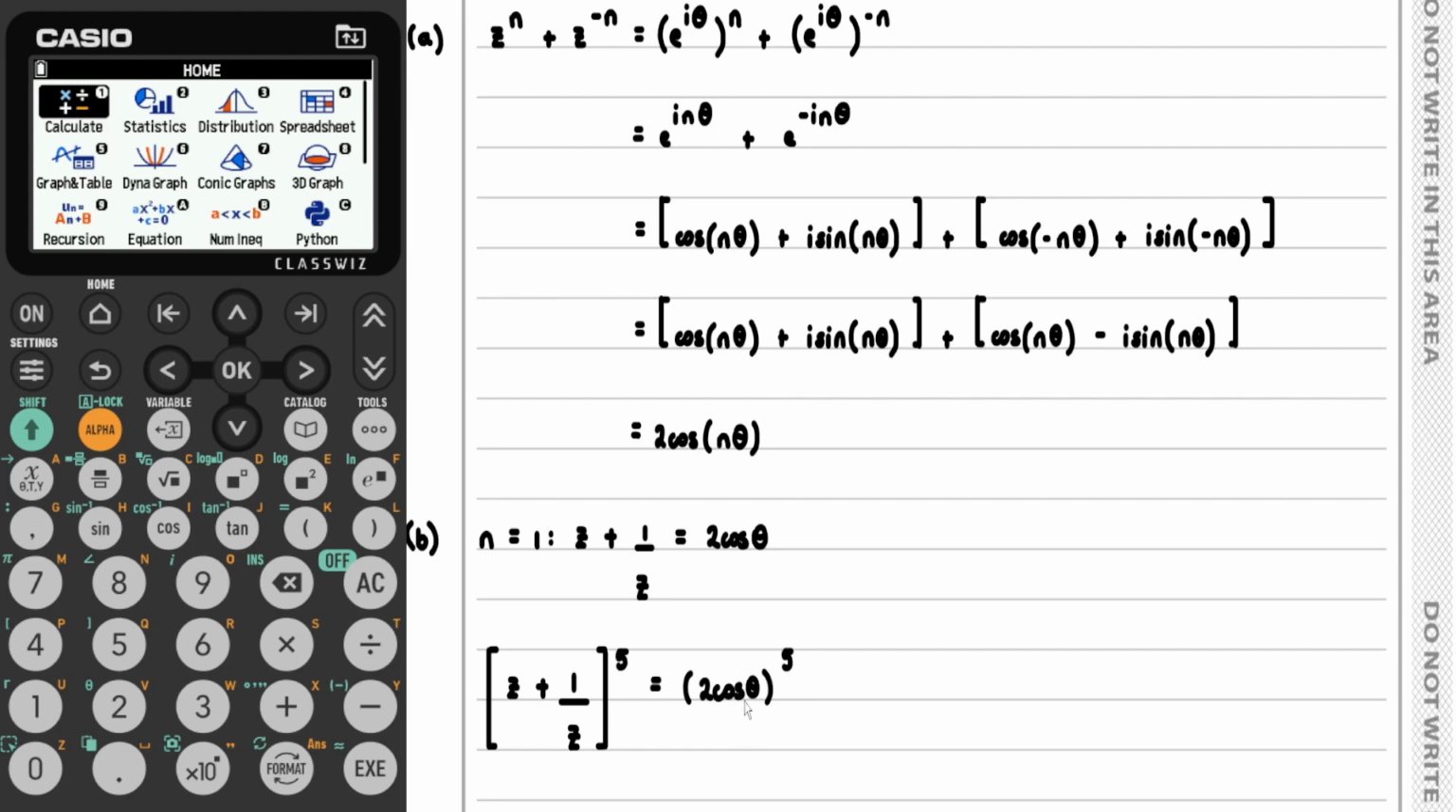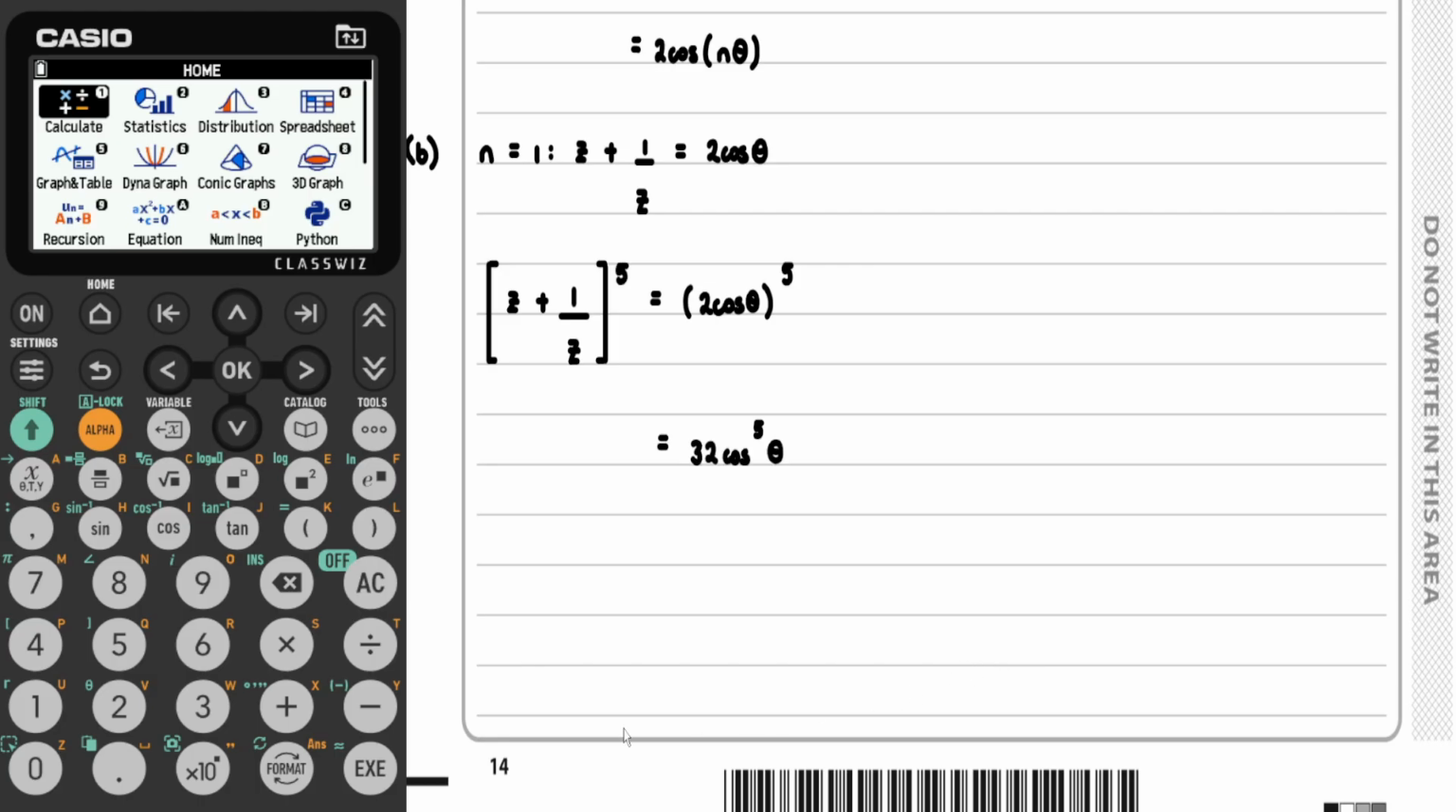The reason I'm doing this is because when I work out 2 cos theta to the 5, I will be left with something involving a cos theta to the 5. So we have z plus 1 over z to the 5, which is 32 cos theta to the 5. Now, this z plus 1 over z to the 5, we can use the binomial expansion.